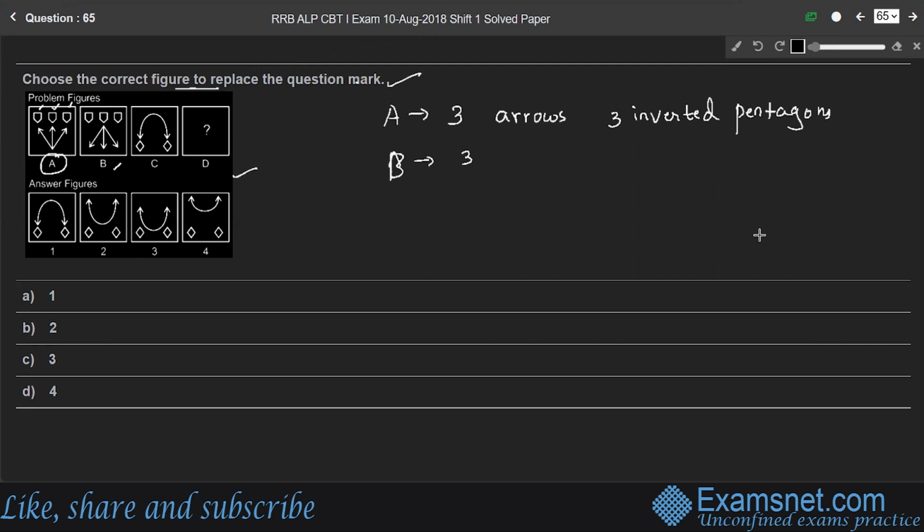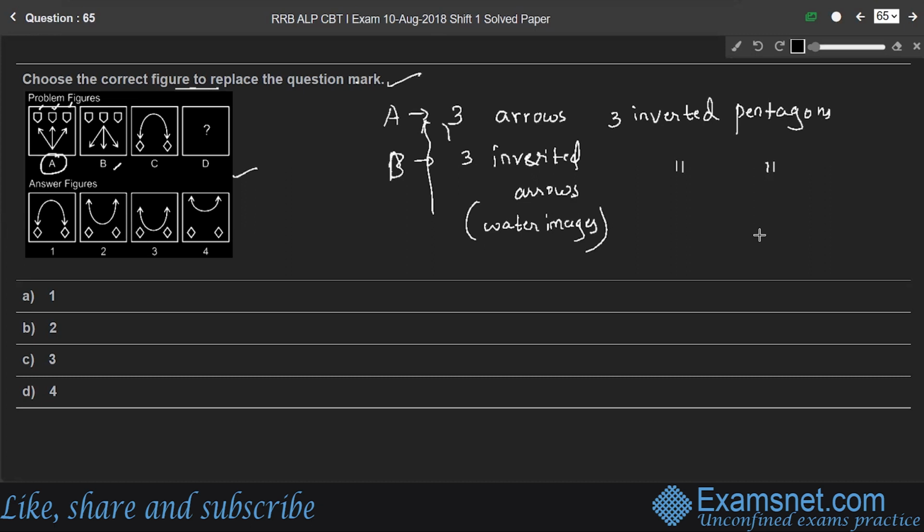Figure B has three inverted arrows, which are exactly the water images of figure A's arrows. The remaining three inverted pentagons are as they are. Therefore, figure B has three inverted pentagons and three water-imaged arrows.